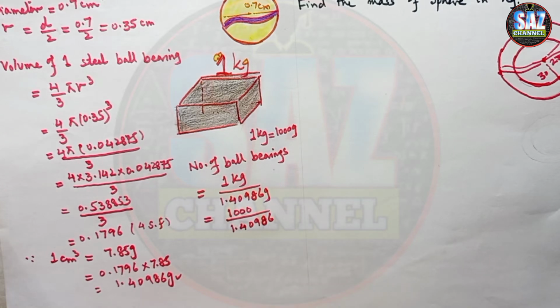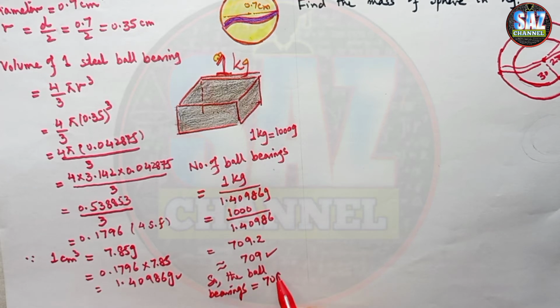1.40986. Okay, 1000 upon 1.40986, and this gives me 709.2. As we are making objects, we can make whole objects only, so the number of ball bearings will be approximately equal to 709. So the number of ball bearings equals 709 approximately. I hope you are clear about this question, and let's move to the next question.